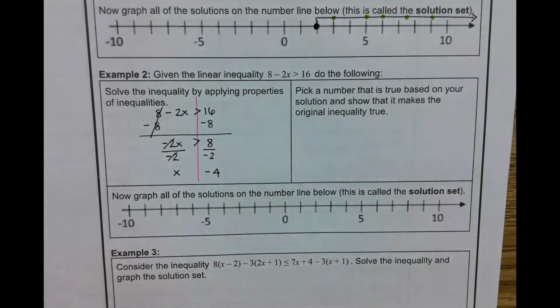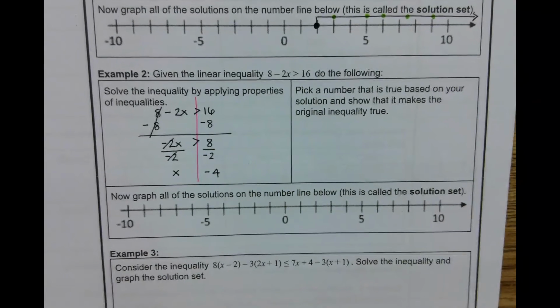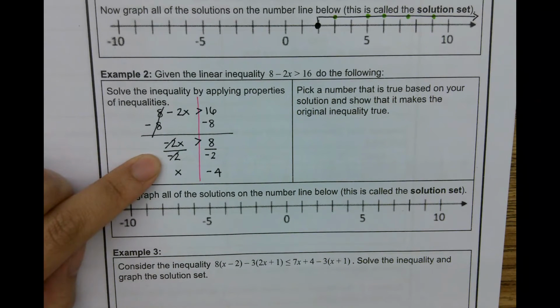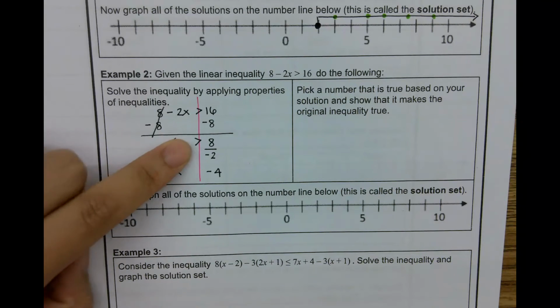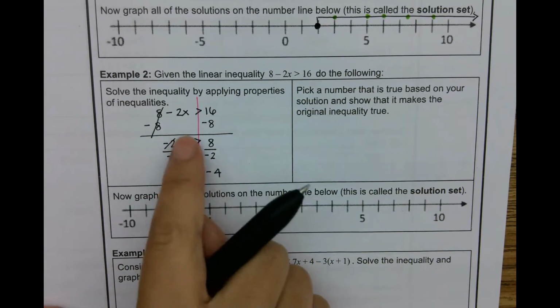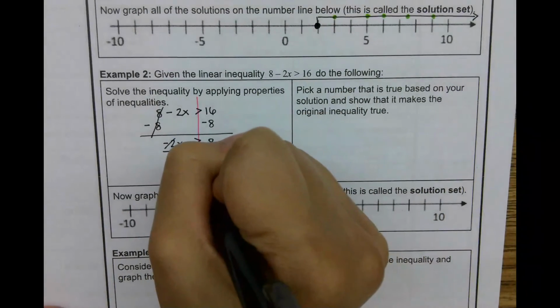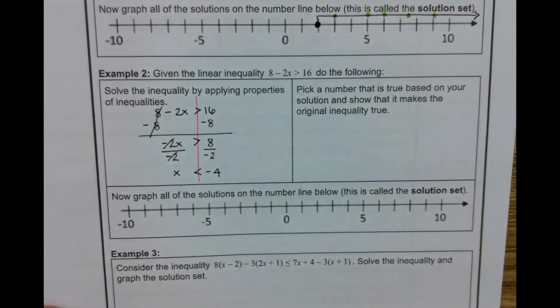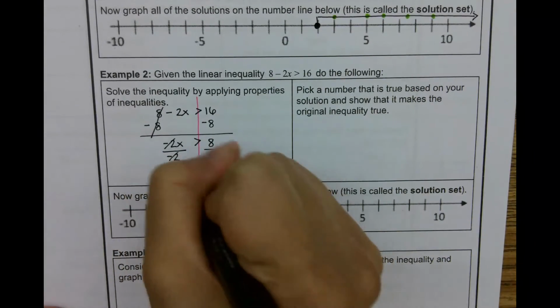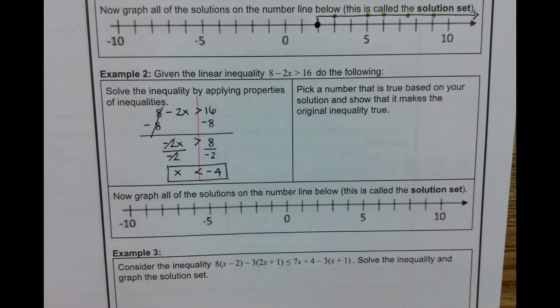And remember, this is the special thing about inequalities. Whenever you multiply or divide by a negative number, you flip the inequality. So instead of greater than, it is now going to be less than. Okay? So that's my answer. X is less than negative 4.